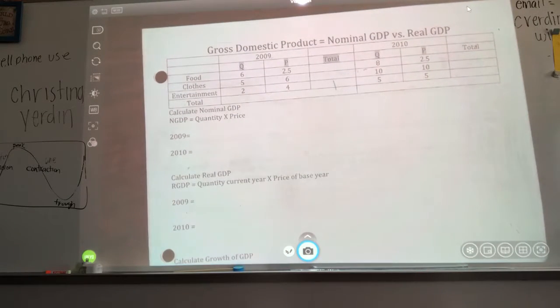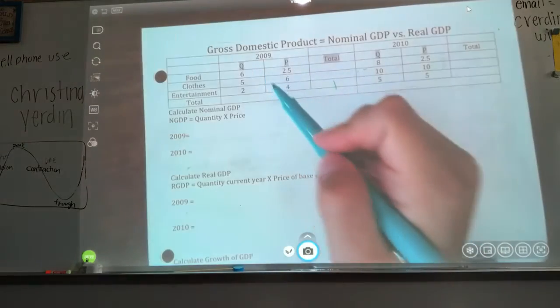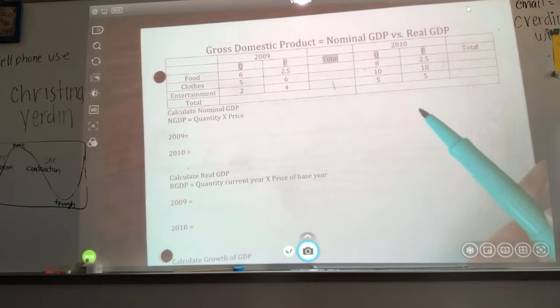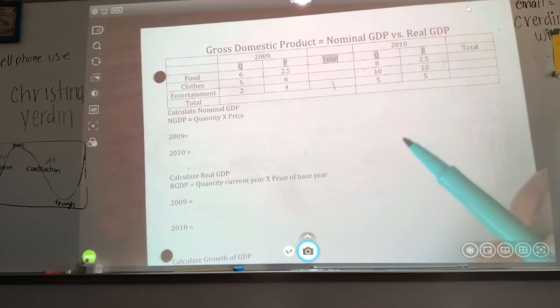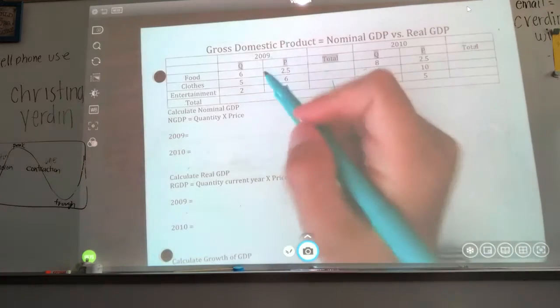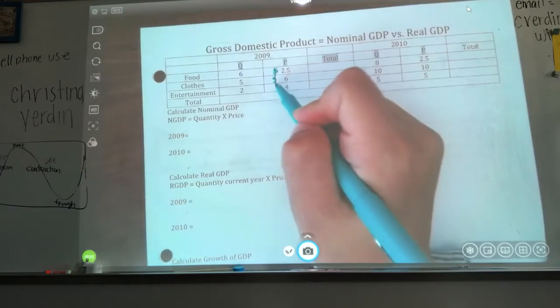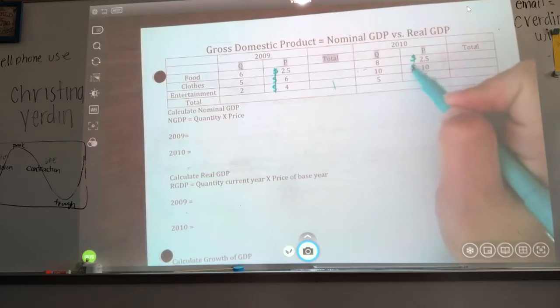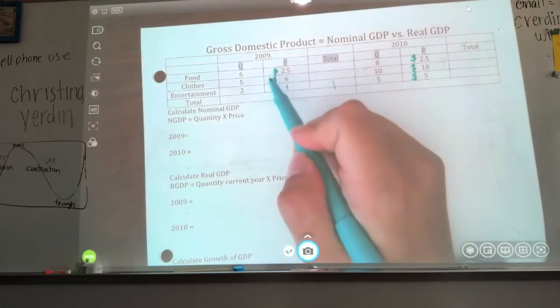Have y'all done your nominal GDP? Why did they make it backwards? They put the quantity first. Oh, they did. I'm sorry, that was me. 2.5. If you multiply them together, you still get the same thing. There's a dollar value. I only want you to do the first one. Okay, so what did y'all get on this one?